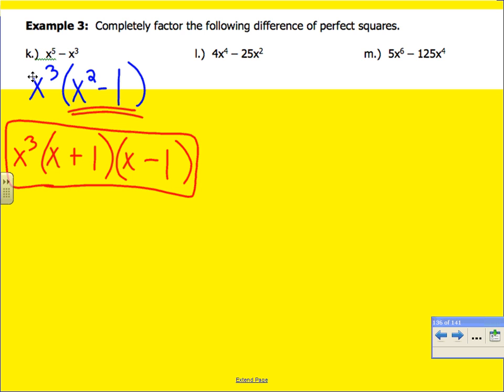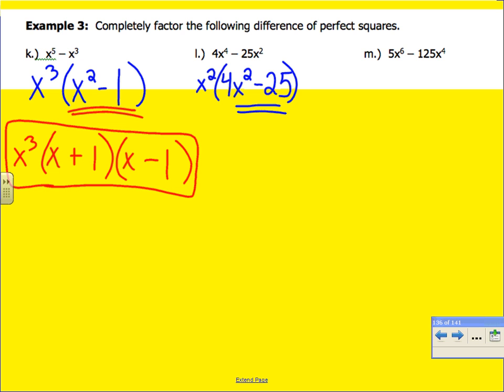Okay, letter L. We have 4x to the 4th minus 25x squared. So again, it's a binomial. It's a subtraction problem. Both terms happen to be perfect squares the way it's written, but there's a GCF that we need to take out first. So let's take out our GCF first. The most you can take from each term are 2 x's. So if we take 2 x's from each term, we are left with 4x squared minus 25.